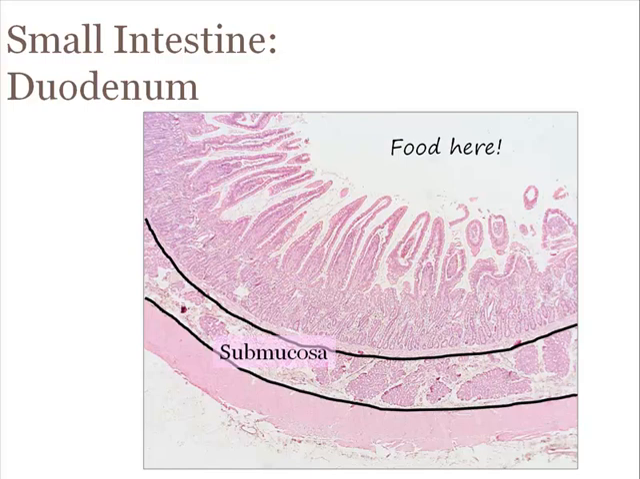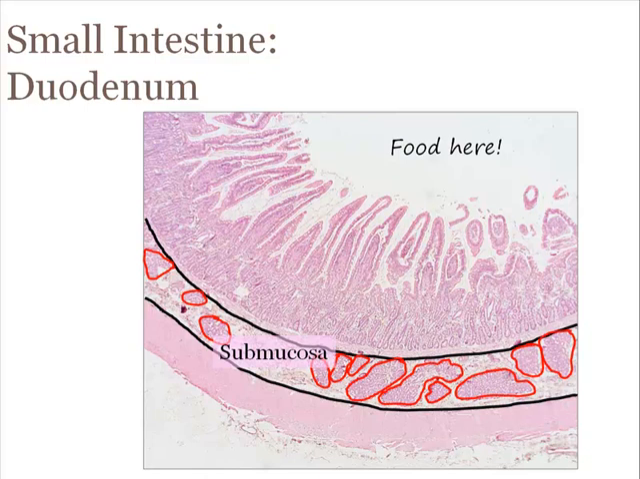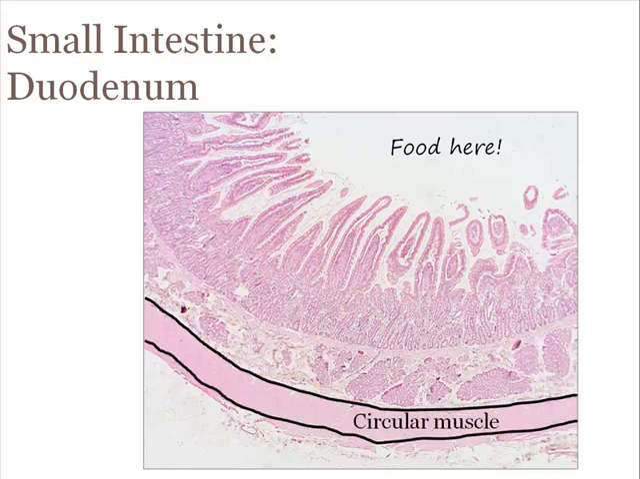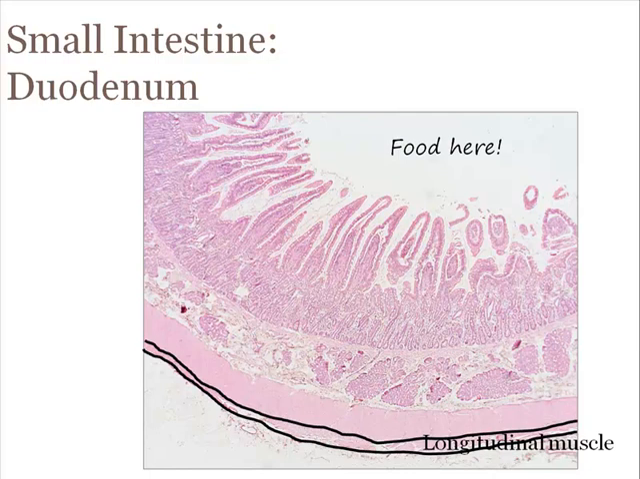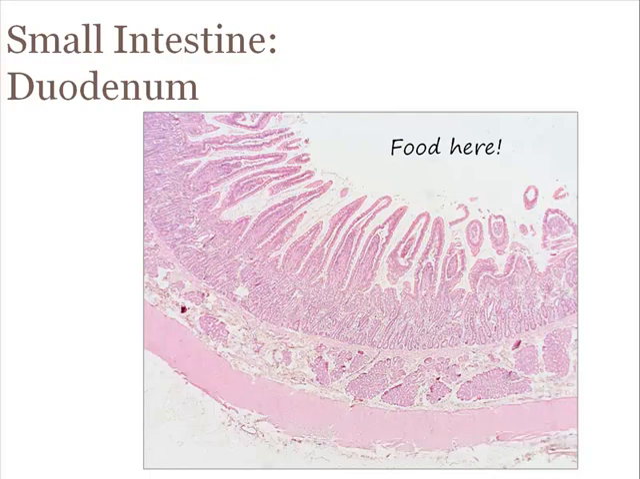The submucosa of the duodenum specifically has some unique glands called Brunner's glands, which neutralize the acid in the lumen since the food just came from the highly acidic stomach. Then the 2 layers of the muscularis externa are the circular and longitudinal muscle layers. As always, the serosa lines the outside.